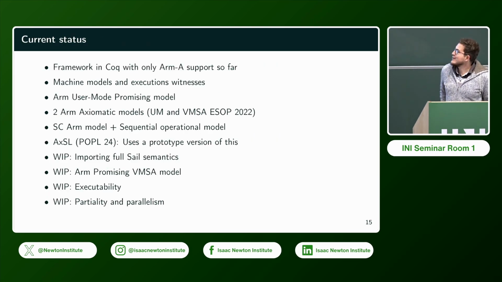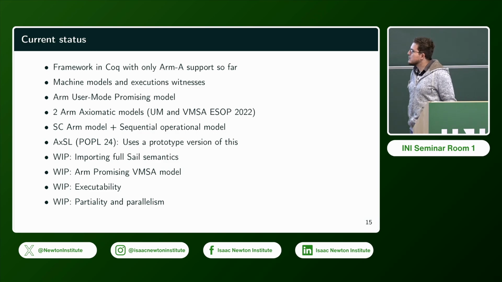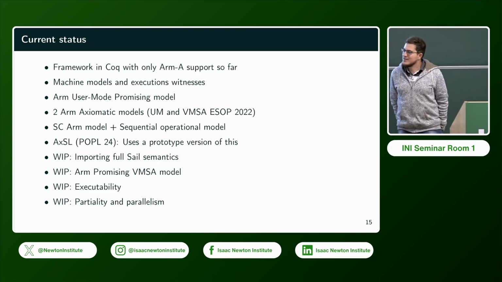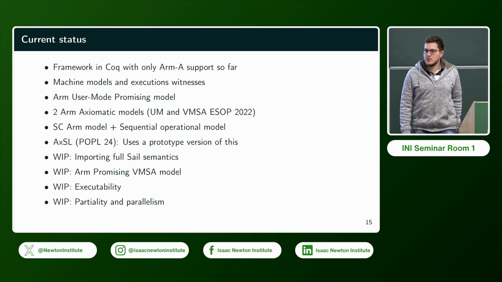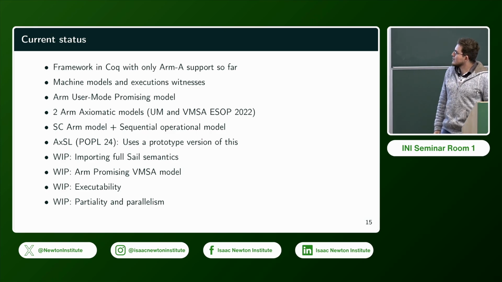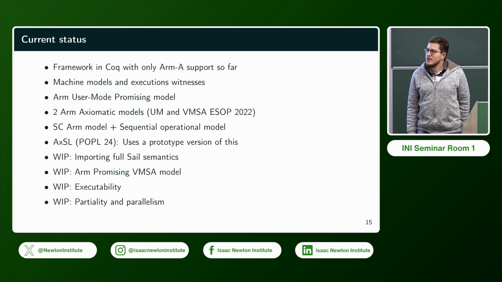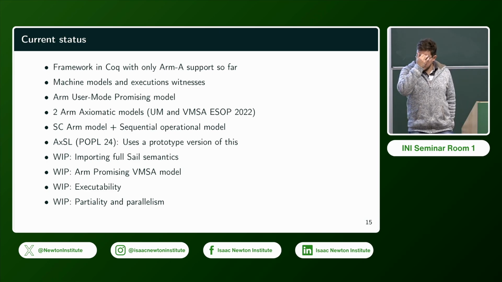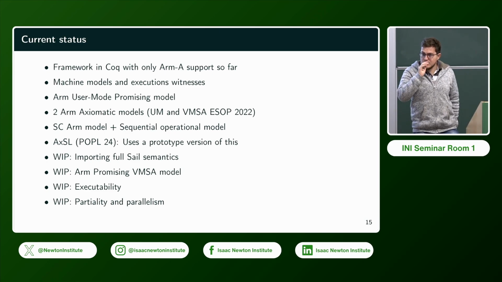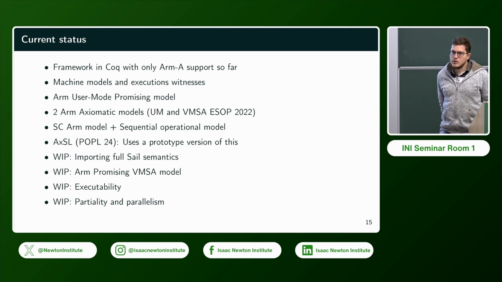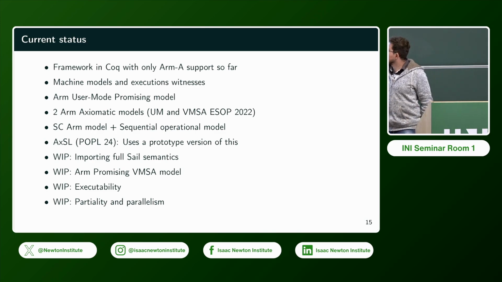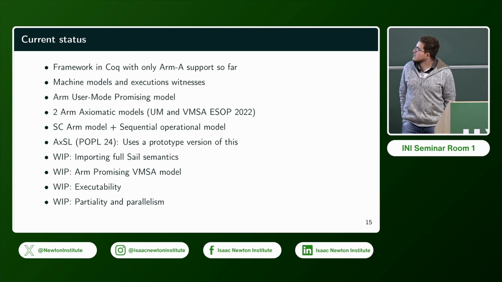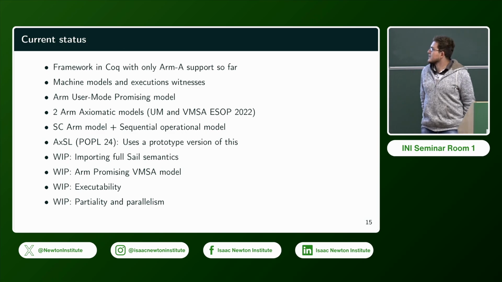So my current status, which doesn't include any proof, is that I have this framework in Coq with only ARM-A support for now, and a proper definition of what a machine model is and what an execution witness is. I have an ARM user mode promising model, not mixed size, so basically the same as the one that was published at PLDI 19. I have two ARM axiomatic models, the user mode version and the VMSA ESOP 22 version, both not mixed size either.